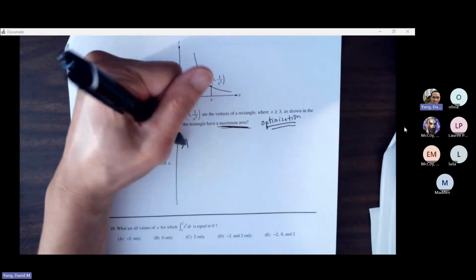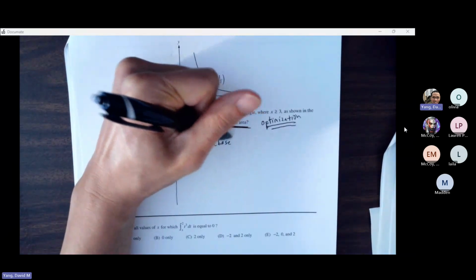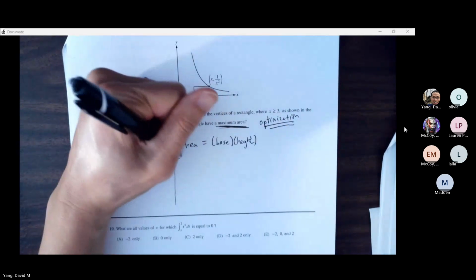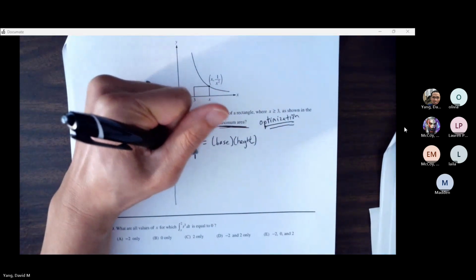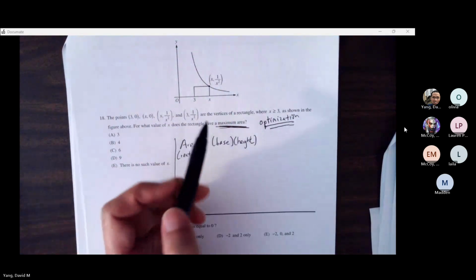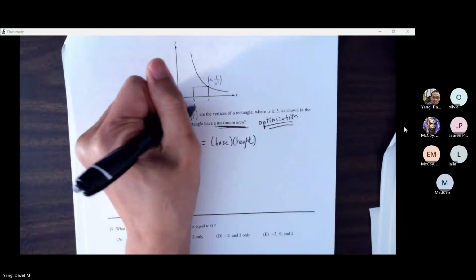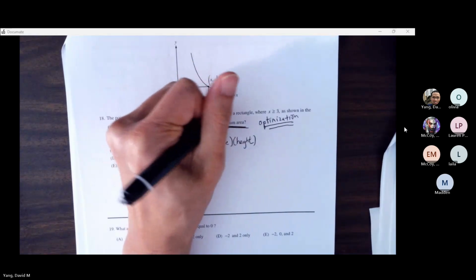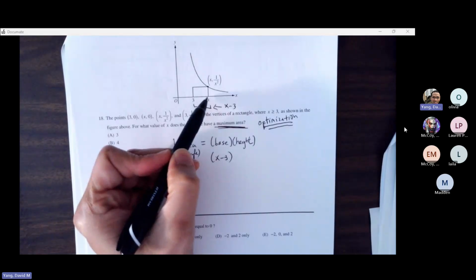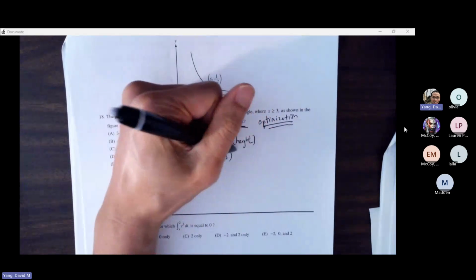So area of a rectangle is base times height, right? So my base is going to be the difference between 3 and x, which is just x minus 3. And then the height is just going to be the difference of my y value, 1 over x squared minus 0, or just 1 over x squared.